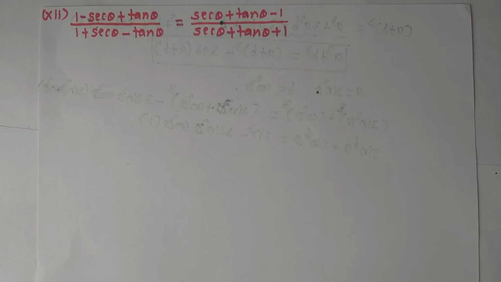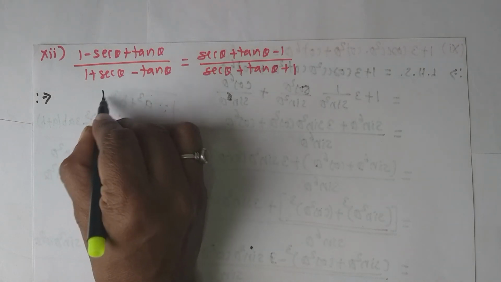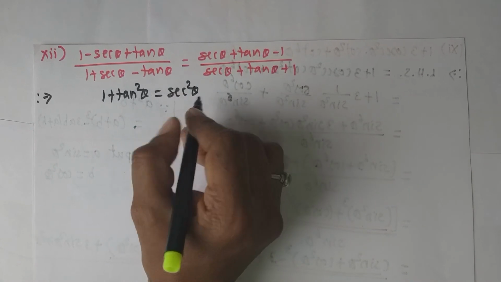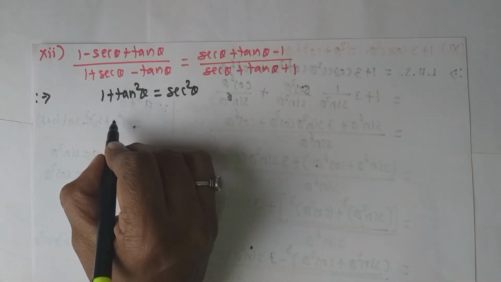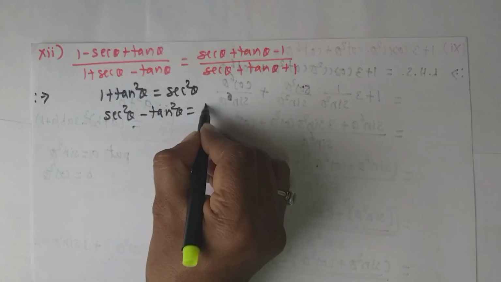1 minus sec theta plus tan theta divided by 1 plus sec theta minus tan theta is equal to sec theta plus tan theta minus 1 divided by sec theta plus tan theta plus 1. Again, this problem is quite different. For this, we will use one of the properties, that is 1 plus tan square theta is equal to sec square theta. From this, I will write sec square theta minus tan square theta is equal to 1.